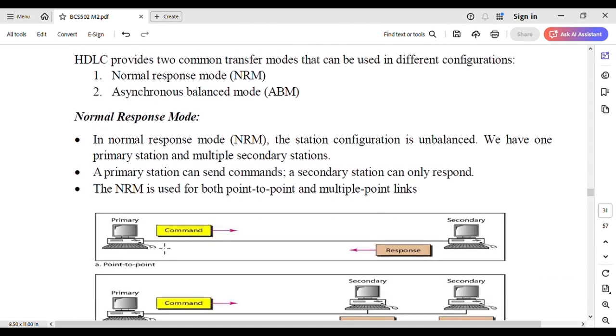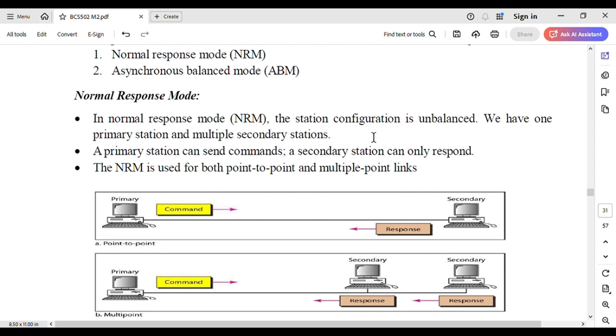In the normal response mode, the station configuration is unbalanced. We have one primary station and multiple secondary stations. Here the request and the response are both equally responsible. The primary stations and secondary stations are present, but the balancing is not done.